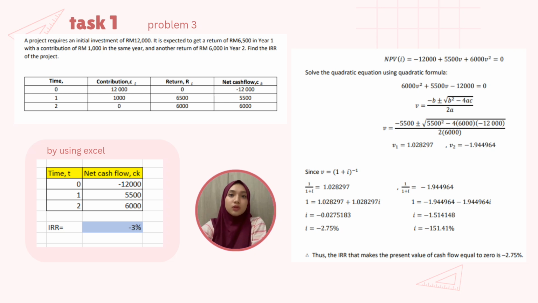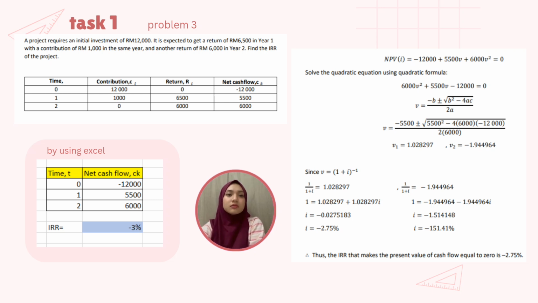So next, let's move on to problem 3. A project requires an initial investment of 12,000 ringgit. It is expected to get a return of 6,500 in year 1 with a contribution of 1,000 in the same year and another return of 6,000 in year 2. Find the IRR of the project. So I built the table: time, contribution, return and net cash flow. Net cash flow for time 0 is negative 12,000, and time 1 is 5,500 ringgit because 6,500 minus 1,000. And for time 2 I get 6,000.